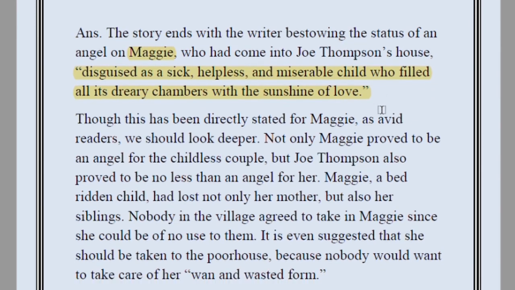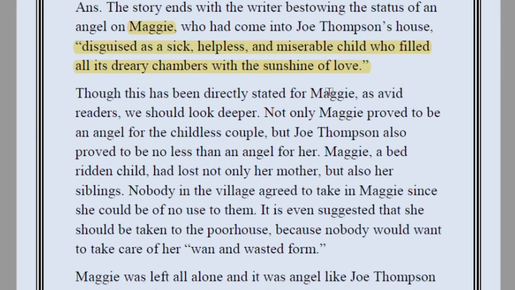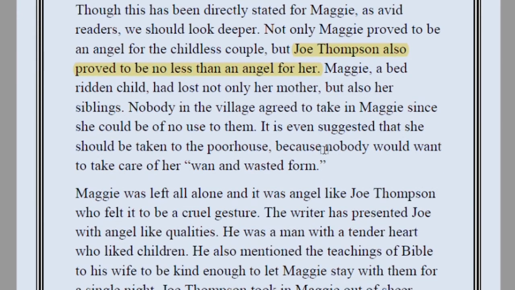But there is also another angel over here. Who is that? Though this had been directly stated for Maggie, as avid readers, we should look deeper. If you read within the lines, you will understand that not only did Maggie prove to be an angel for the childless couple, but Joe Thompson also proved to be no less than an angel for her. Joe Thompson is also an angel for Maggie.